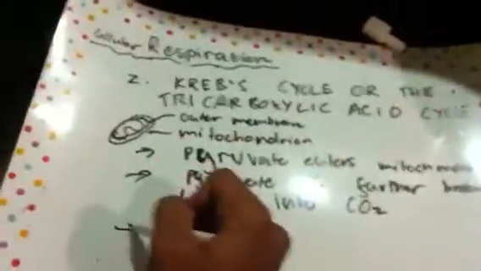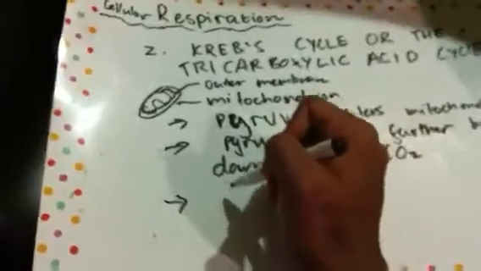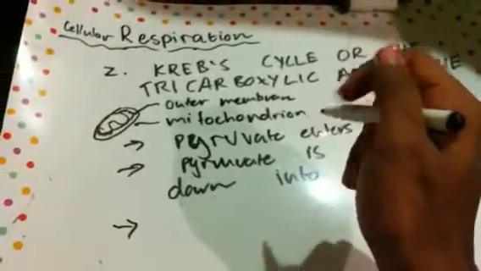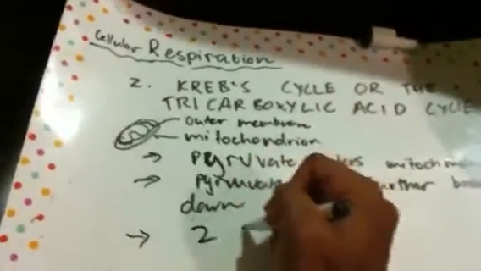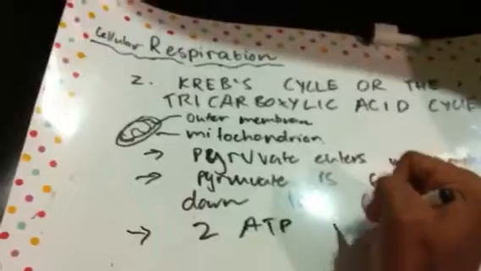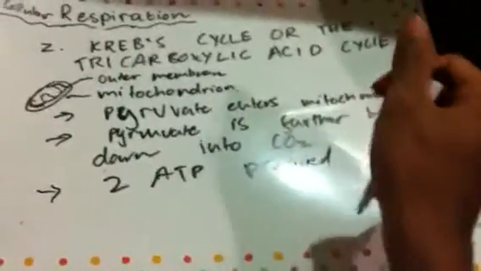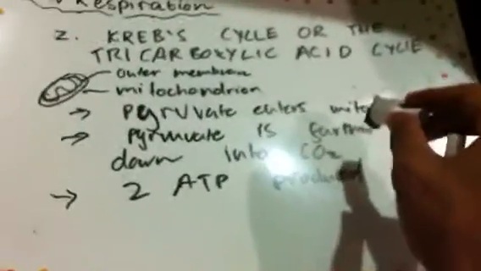Now the energy released from this process, the energy released from breaking down the bonds of the pyruvate, is used again for the production of ATP. And in this situation, we get 2 ATP produced. So that's pretty much the Krebs cycle in a nutshell. That's all you perhaps need to know.